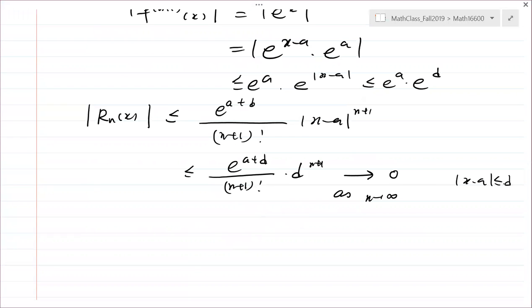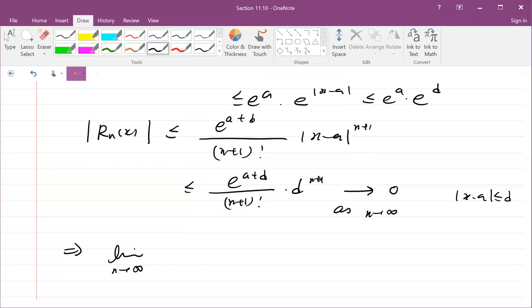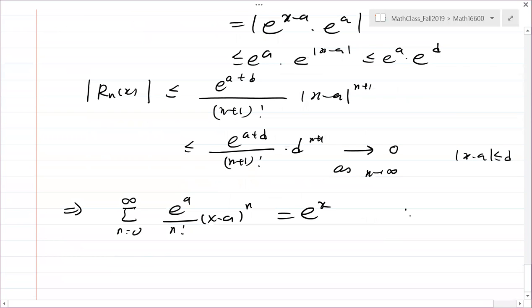So that means, what is I_n? I_n is the difference of the function and the series. So this implies the series converges. This is the difference converging to 0. Then the series is converging to e to the x for any x in this interval, but these are arbitrary. When these are arbitrary, then this is also true for any x.